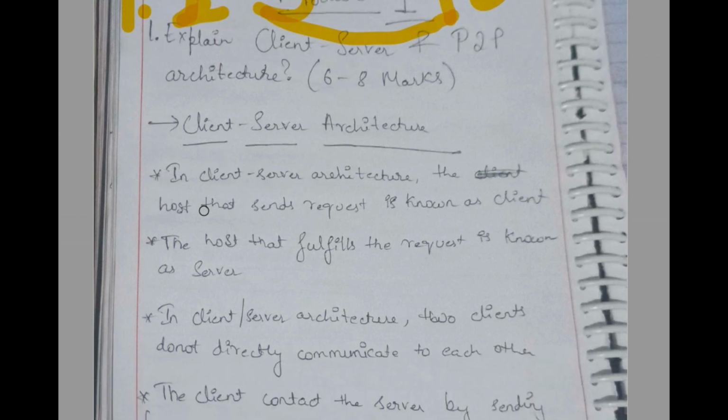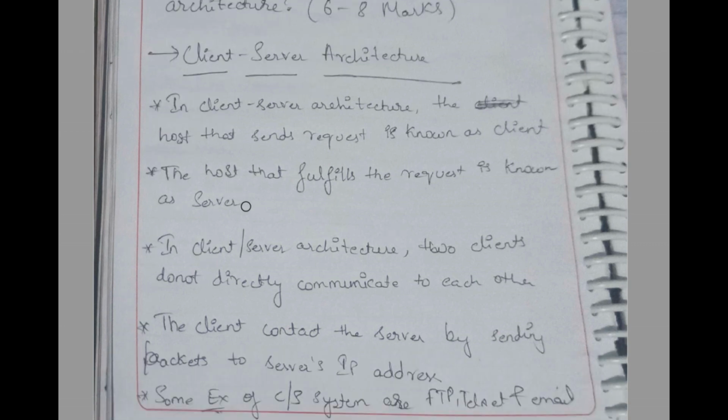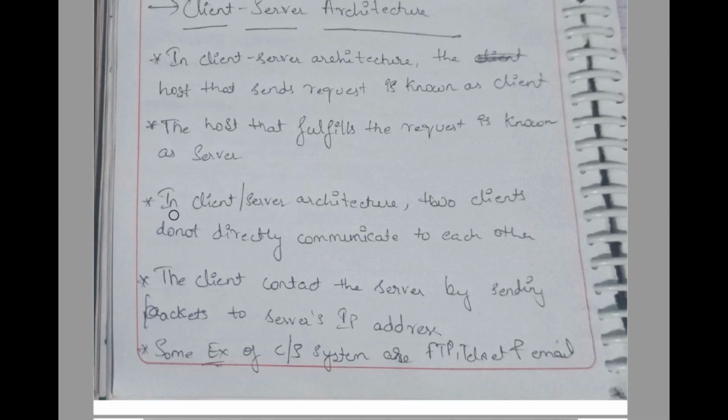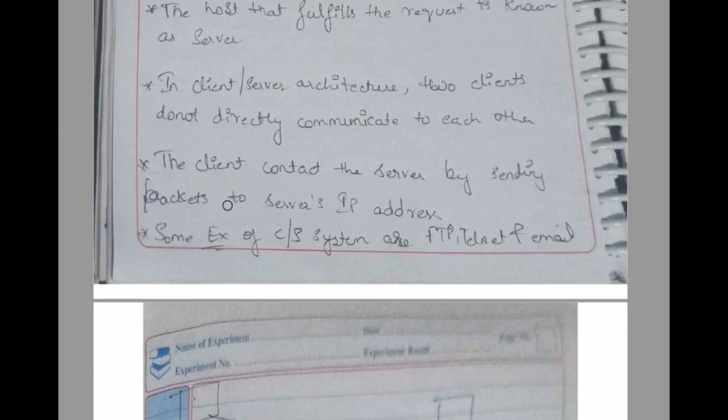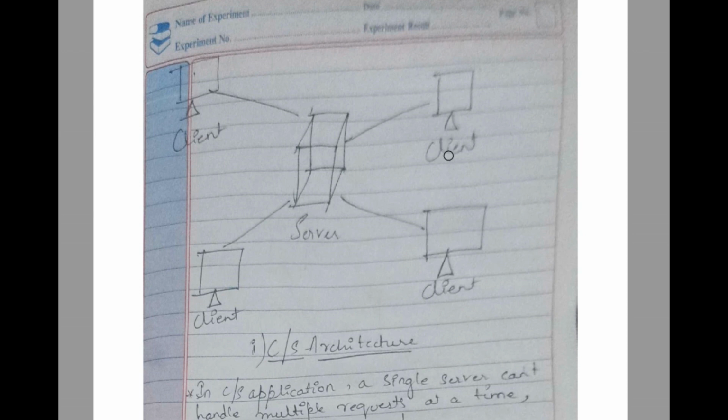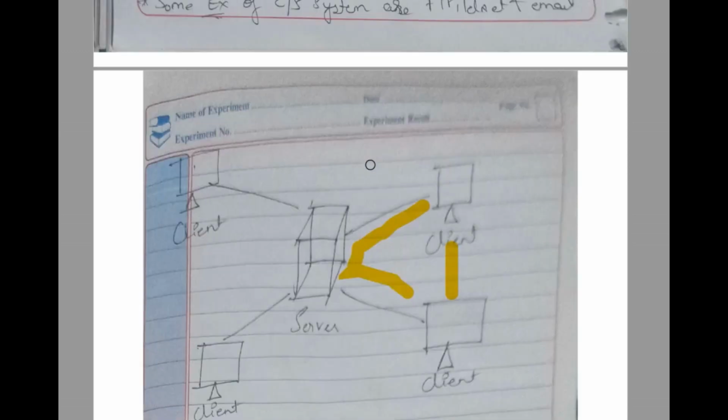Client server architecture. In client server architecture, the host that sends the request is known as the client. The client sends the request. The host that fulfills the request is known as the server. The server fulfills the request. In client server architecture, two clients do not directly communicate with each other. They communicate with the help of servers.